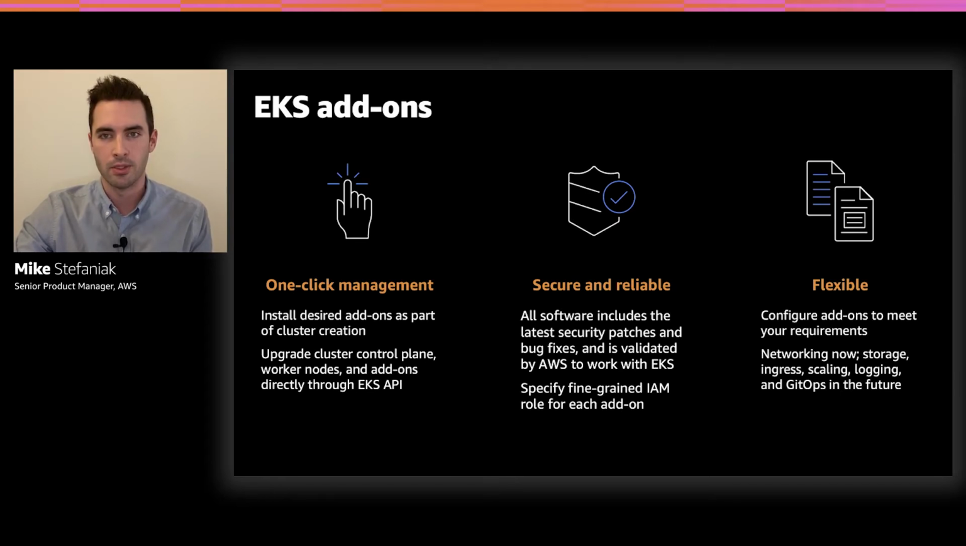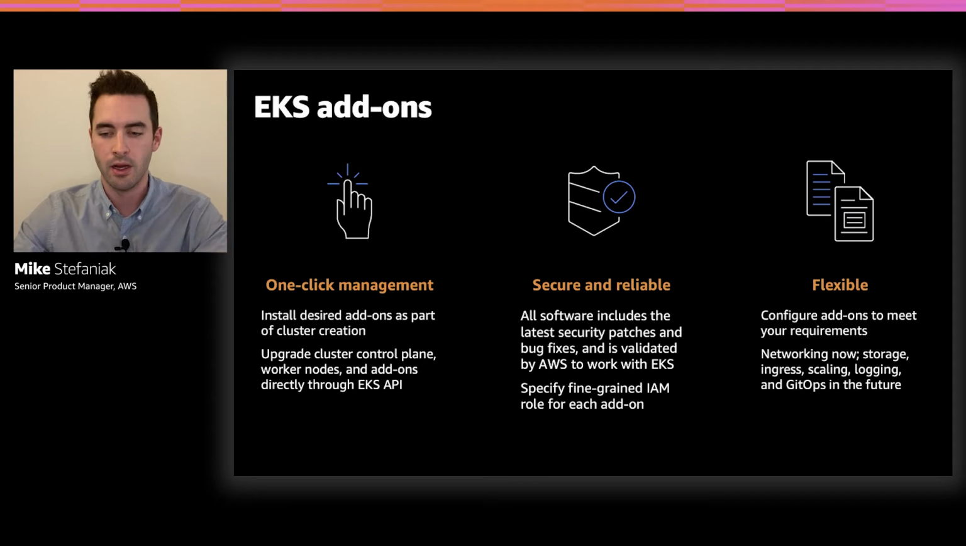So this will allow you to install certain add-ons as part of the cluster creation that are managed by Amazon EKS. And this completes the picture, which is why we're saying phase 3 and the end of the initial story for EKS, because now you can upgrade both the control plane, worker nodes, and add-ons directly through the EKS API itself. All add-ons are going to include the latest security patches and be tested by EKS for compatibility. You can use IAM roles for service accounts to give fine-grained IAM permissions, so the add-ons won't have any more permissions than they need. You can configure certain parameters of each add-on.